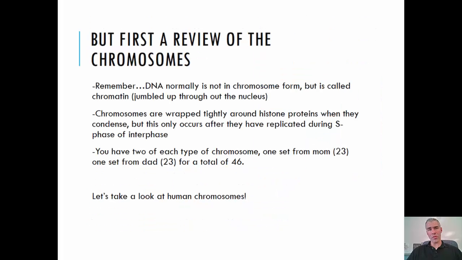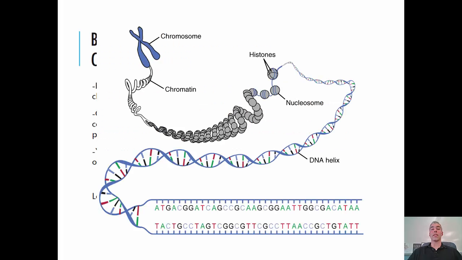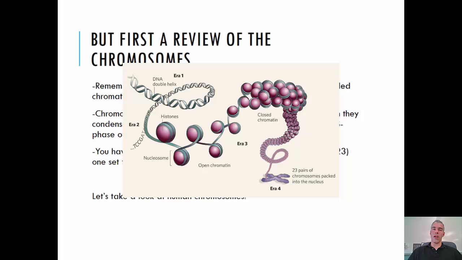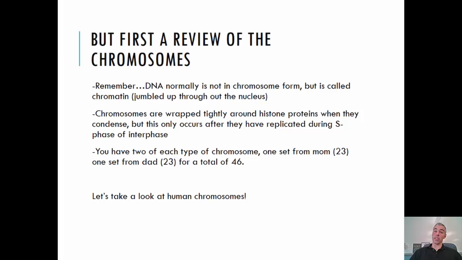So first, let's review chromosomes. We talked about this previously, that DNA is not just sitting inside of the nucleus. DNA is wrapped around lots of different proteins called histones, and usually, even though it's wrapped around those proteins, it's still kind of a jumbled up mess, and it's called chromatin most of the time. It's only during mitosis or meiosis that the DNA actually condenses into chromosomes. It's just this kind of tightly packed package of genetic material that can be easily pulled apart and distributed to the new cells that we are making.